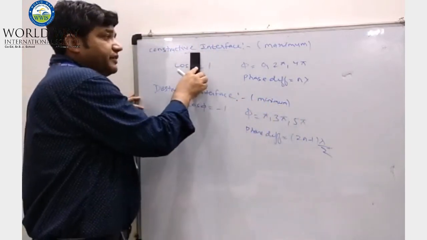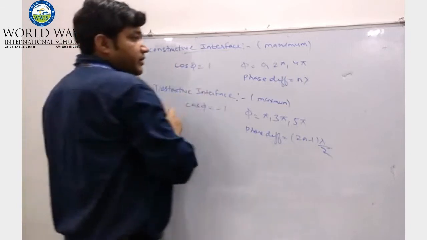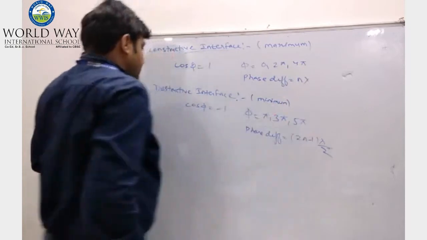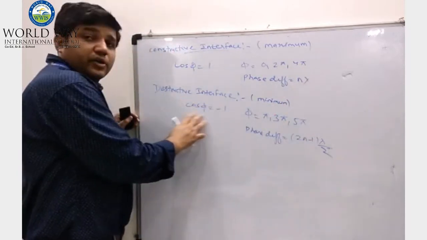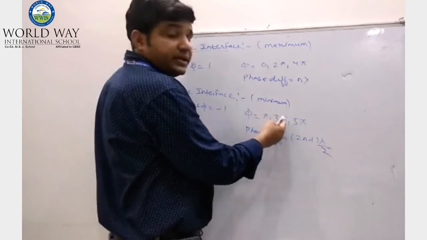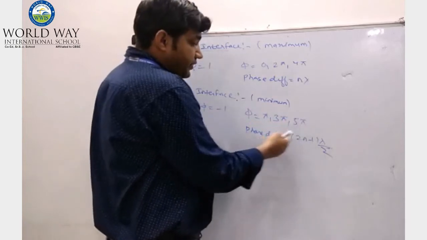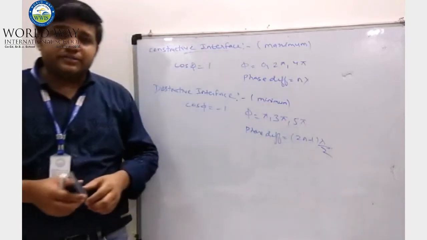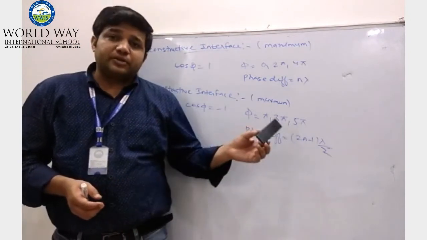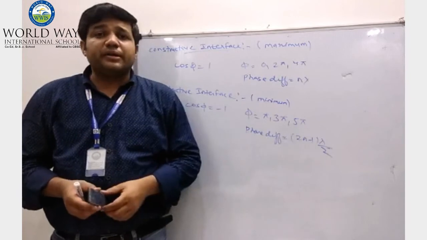For constructive interference, cos phi equals 1, where phi equals 0, 2 pi, 4 pi, and the path difference is n lambda. For destructive interference, cos phi equals minus 1, that is minimum, then phi equals pi, 3 pi, 5 pi, and the path difference is (2n minus 1) lambda by 2. So I hope you understand the topic, that is Young's double slit experiment.